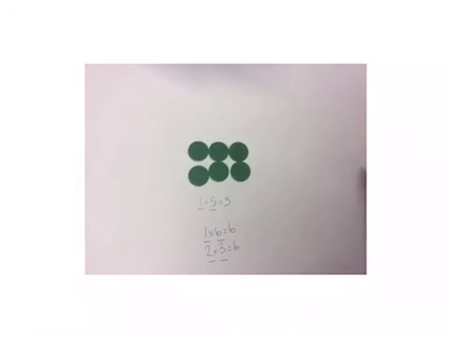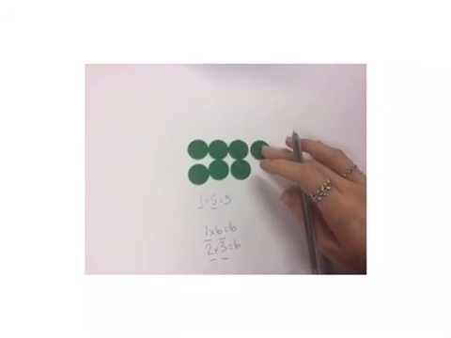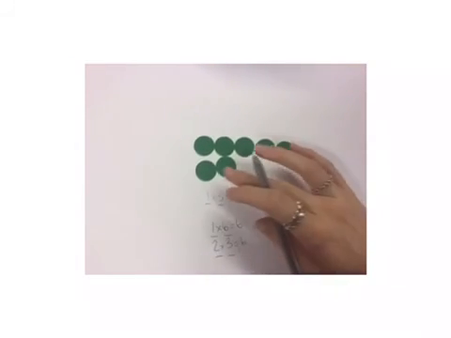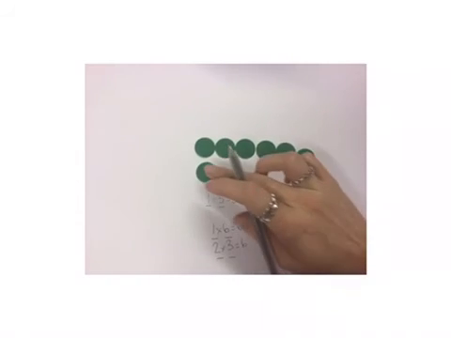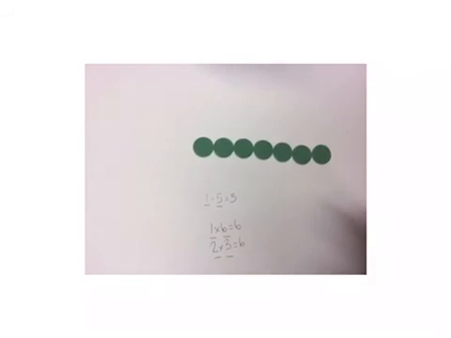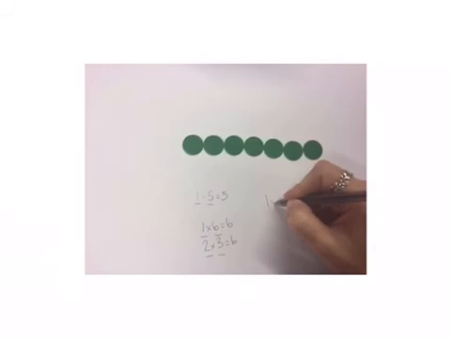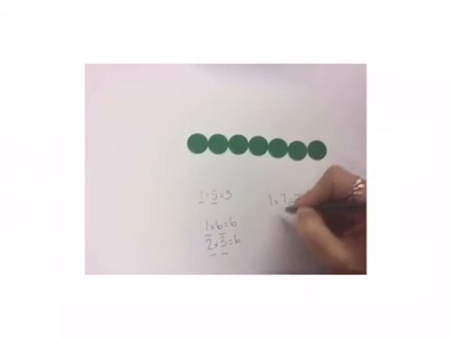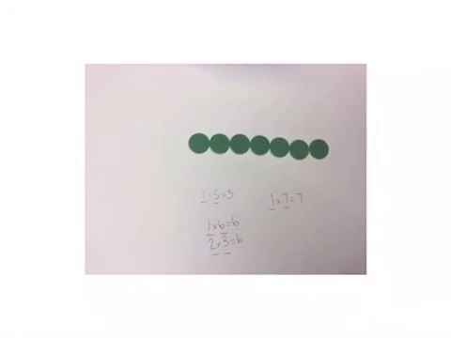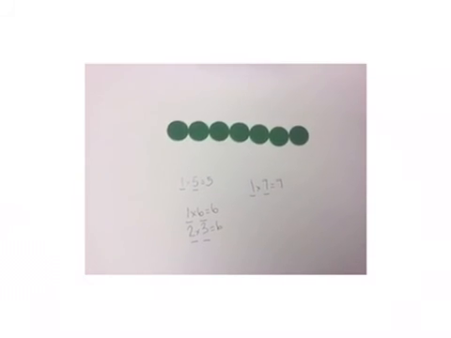If I look at 7, the only way that I can make 7 into a rectangle is this way. So I can do 1 times 7, which equals 7. So the factors of 7 are 1 and 7, so 7 is a prime number.